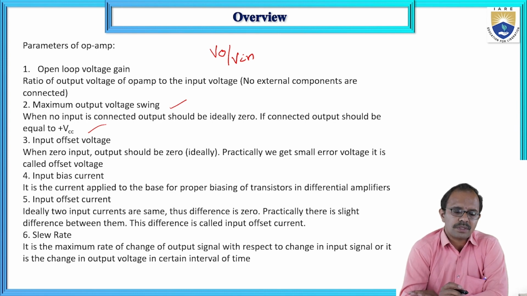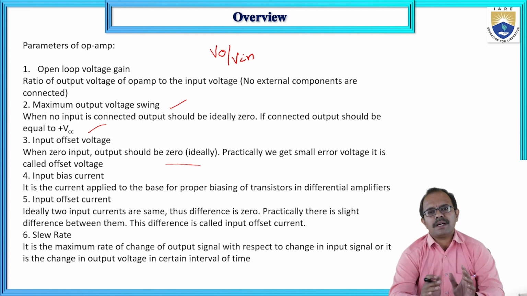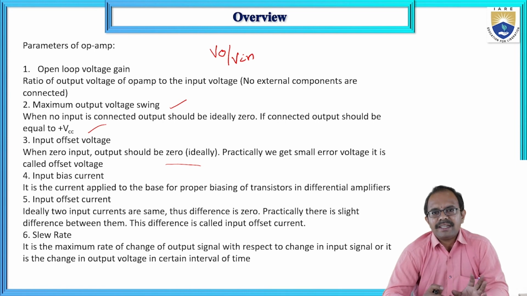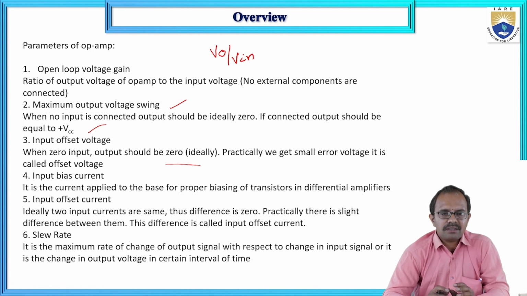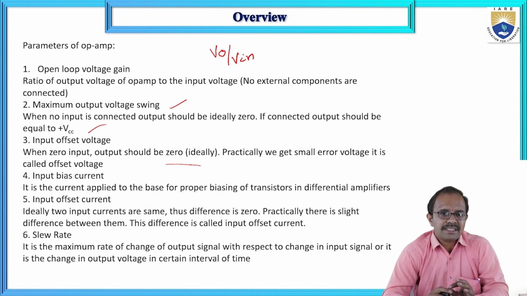Again, when zero input, output should be 0. Practically, this situation will never happen. Ideally, we can always compare ideal versus practical situations, but ideally it is very tough. Meeting the parameters that we define ideally is always tough. So that's what we are going to say. Ideally, when there is no input, output should be 0.